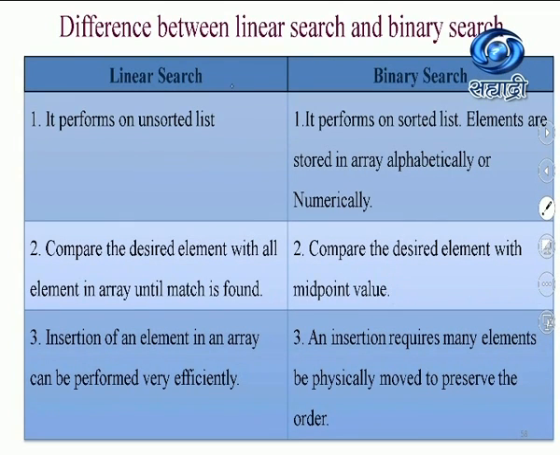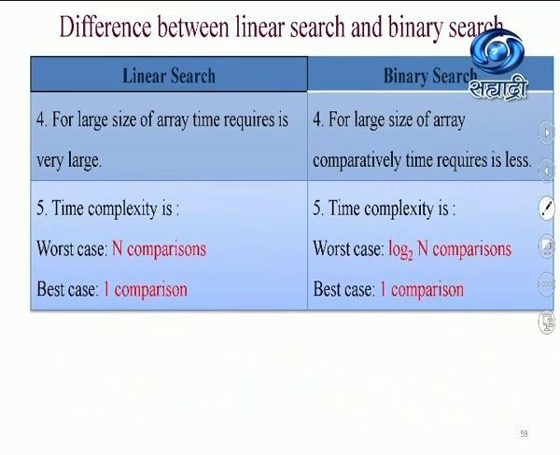In linear search, the insertion operation is easy. So insertion of a new element in the array can be performed very efficiently, whereas because binary search works on a sorted array, the insertion operation requires much physical movement of the elements to preserve the order, that is the ascending or descending order. Then the fourth point is, for a large size of array, the time required is very large in linear search. For binary search, for a large size of array, comparatively less time is required.